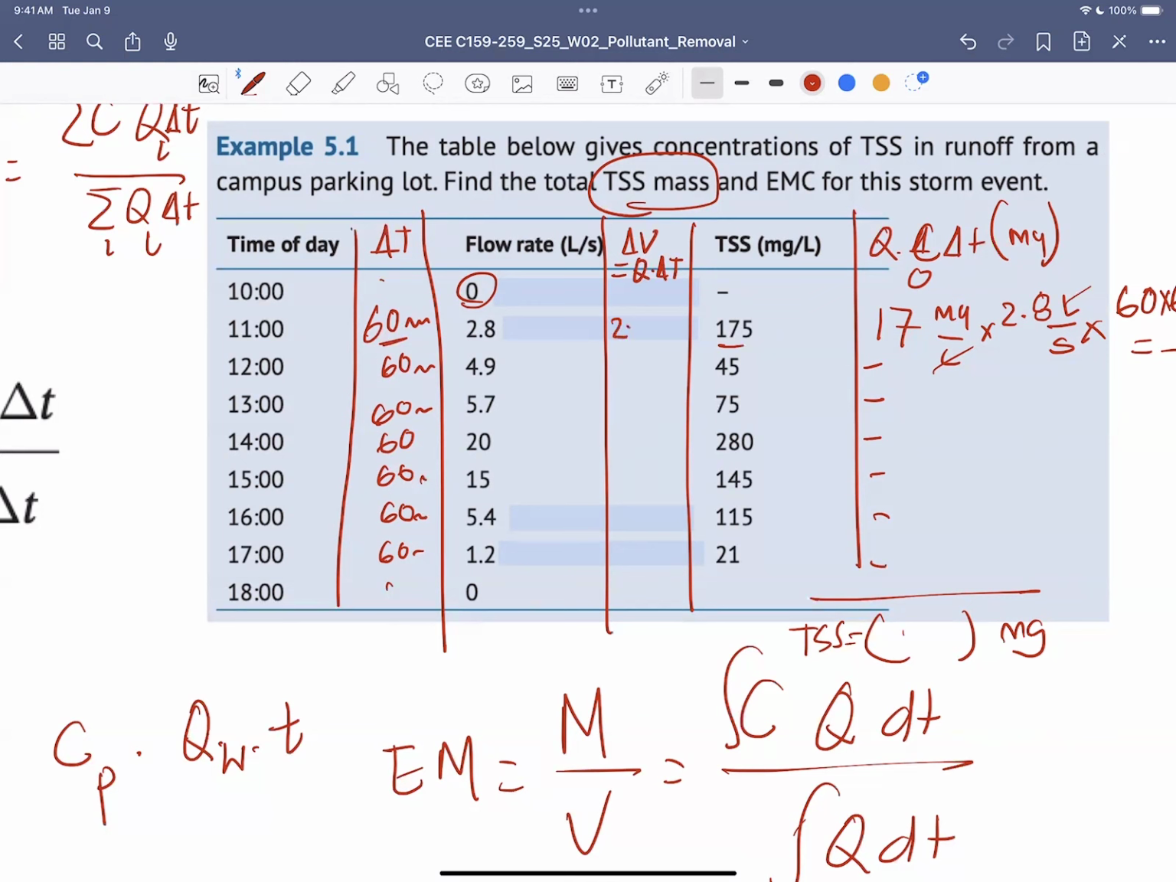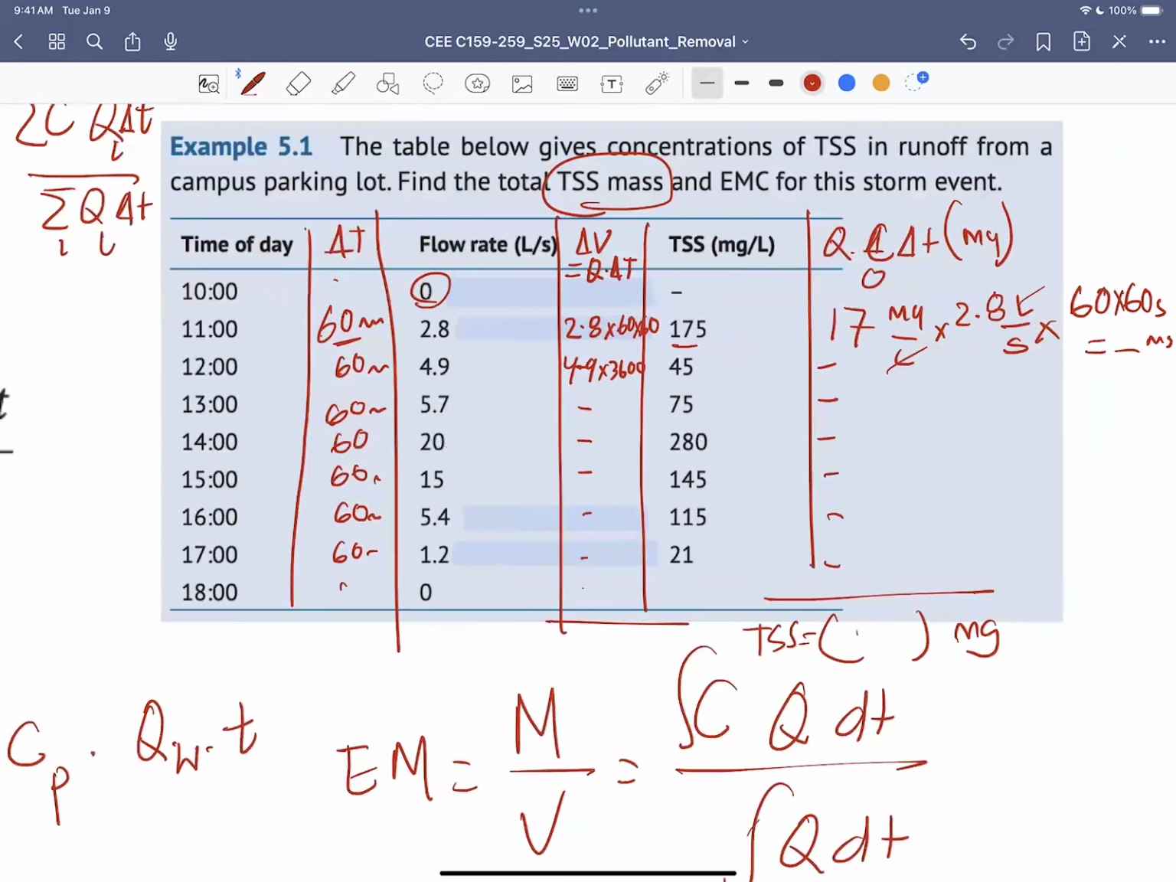So this is 2.8 liters per second, times 60 minutes, so 60 times 60. If you multiply that, that's the amount of water that has discharged. Same thing, you calculate 4.9 times 3600, and you do all of them and add them all together. The volume would be the sum of all delta V, and that will give you liters.